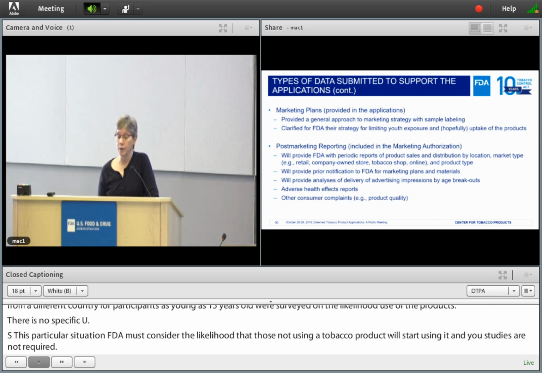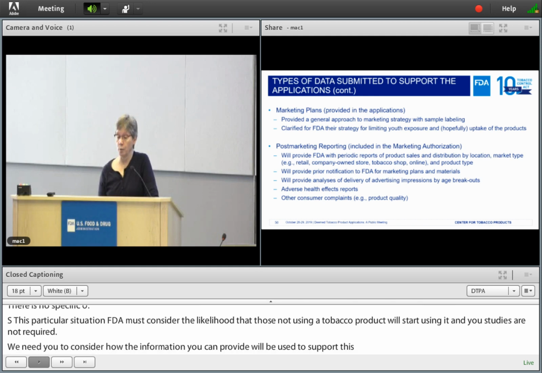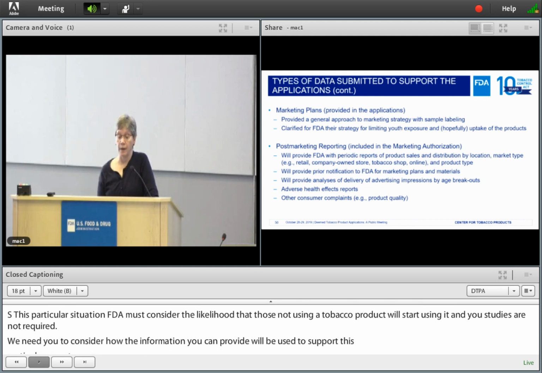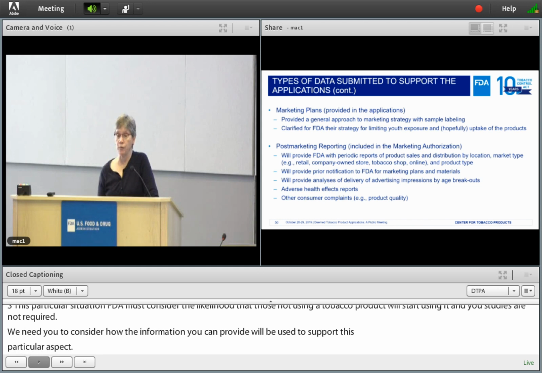Marketing plans were included in the applications. These were very high level and provided a general approach to their marketing strategy with sample labeling. They also clarified at our request their strategy for limiting youth exposure and hopefully uptake of the products.